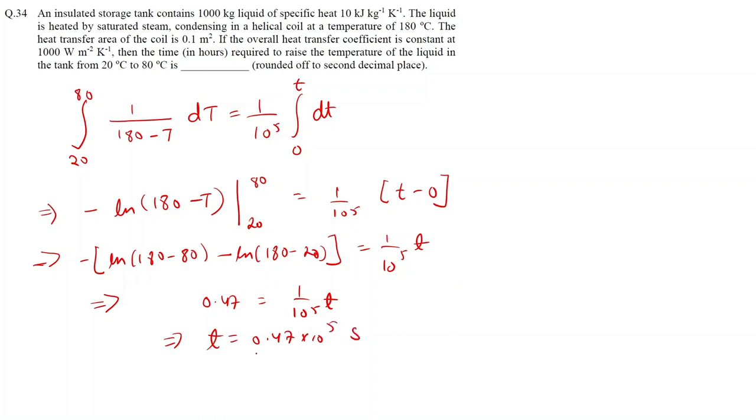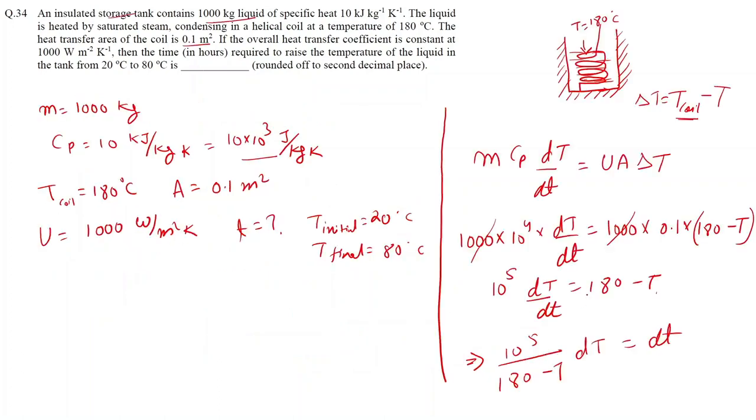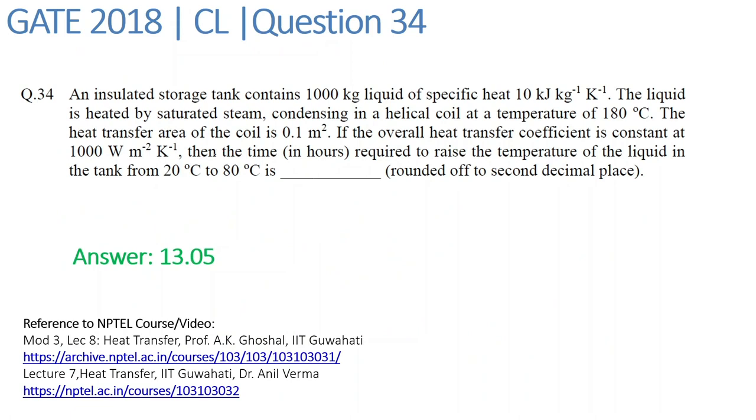This will be in seconds, and you need to divide it by 3600 since we have been asked to find the final answer in hours. This will become 47,000, and the final answer will come somewhere around 13.05 hours. In this given question, we wrote the unsteady state energy balance, that is m Cp delta T equal to UA delta T, and found the time required to raise the temperature by the given delta T. The final answer is 13.05, and we have to write it to two decimal places. So we will report the answer as 13.05.